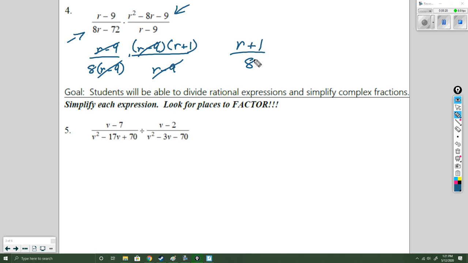Now in 5, we're dividing the rational expressions. So no longer multiplying like in example 4, we are dividing. The first thing that we're going to do is rewrite, but as we rewrite, we can also simplify at the same time. I'm going to factor this, and that's going to give us v minus 10 times v minus 7.